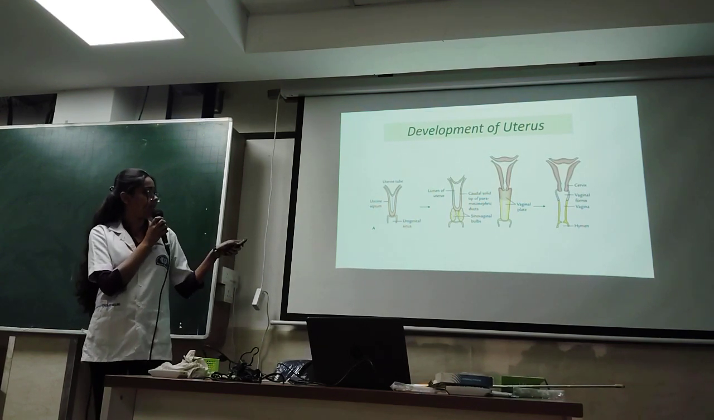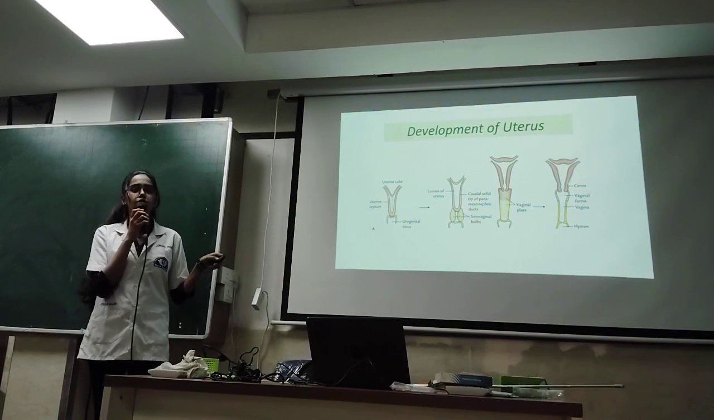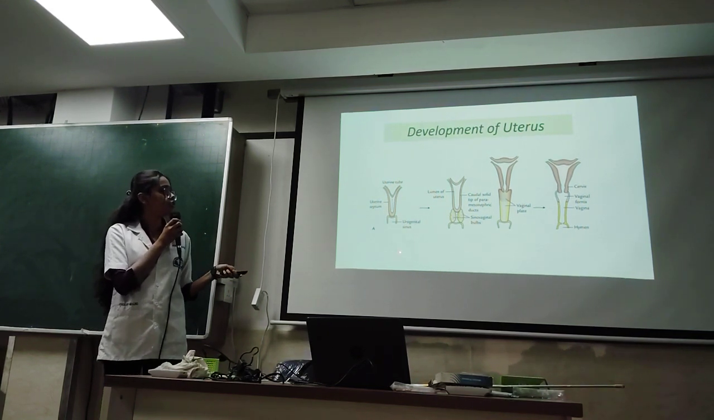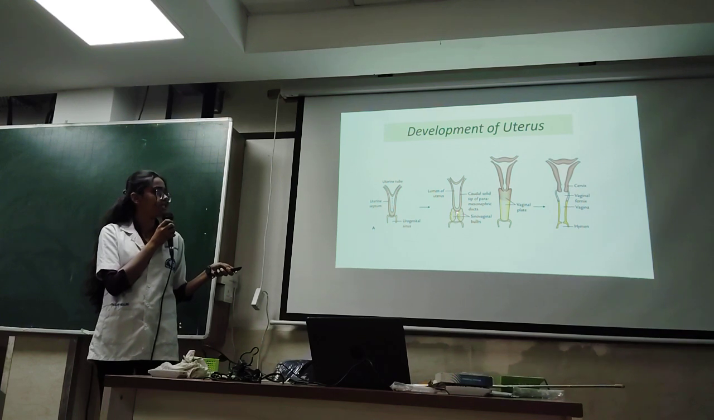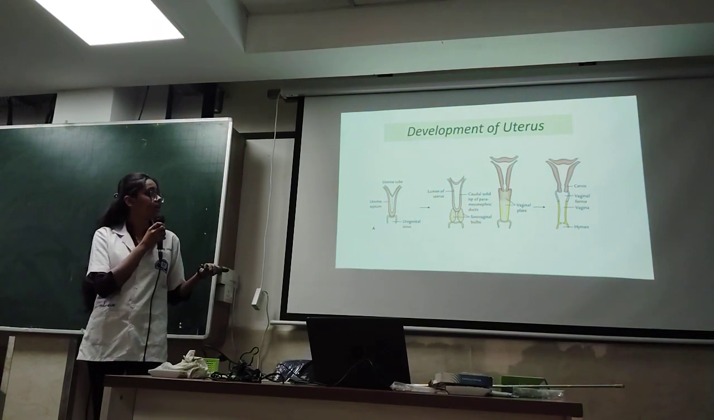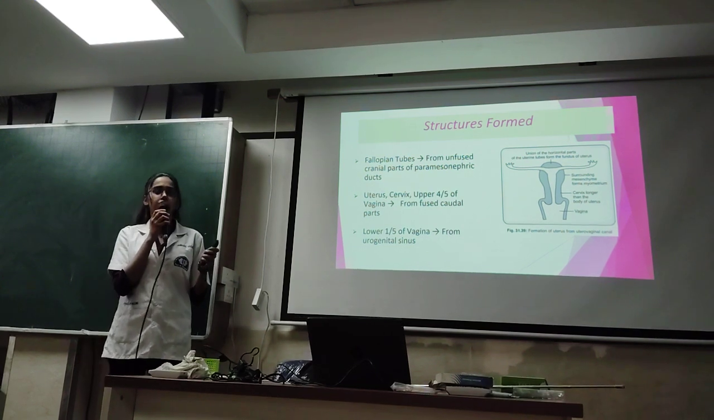As we can see better in this diagram, the uterovaginal canal opens into the urogenital sinus, and this urogenital sinus also forms a sinovaginal bulge responsible for the formation of the lower 1/5 of the vagina. Let's see the structures formed.